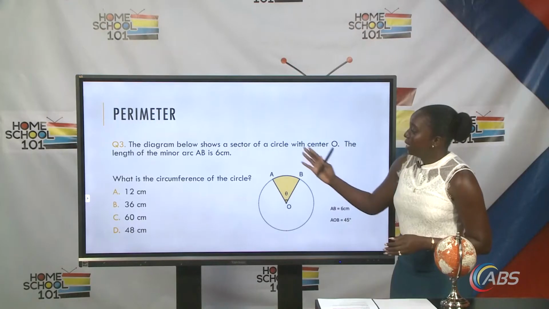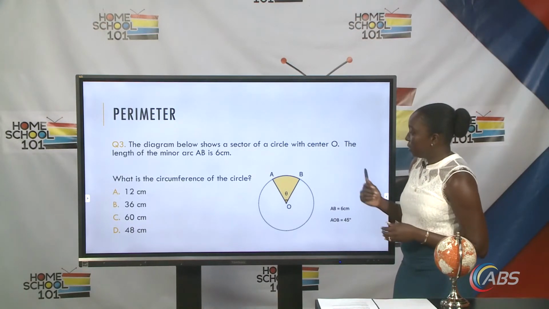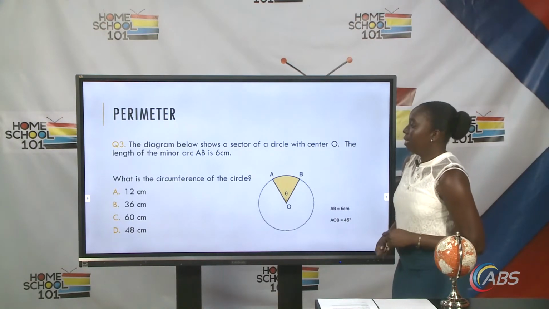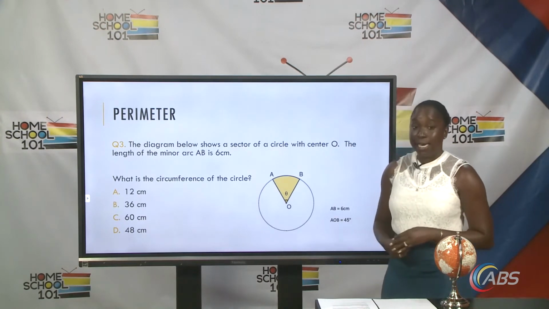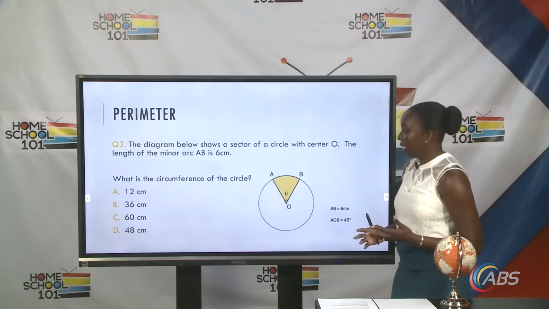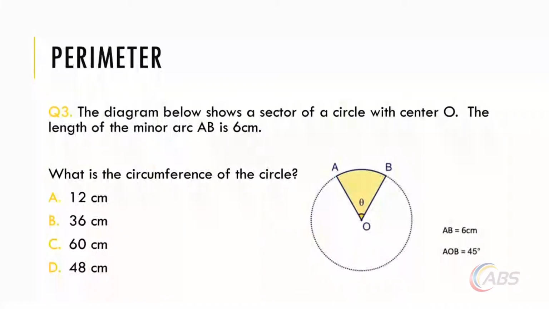Question 3. The diagram below shows a sector of a circle with center O. The length of the minor arc AB is 6 centimeters. Read again. The diagram below shows a sector of a circle with center O. The length of the minor arc AB is 6 centimeters. What is the circumference of the circle? So this one now wants the circumference of the circle, but they only gave us information about the yellow part of the circle, the sector that they highlighted there.